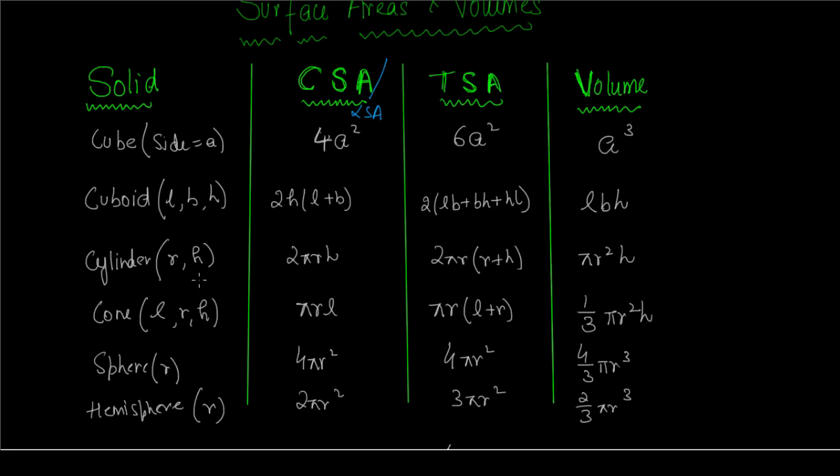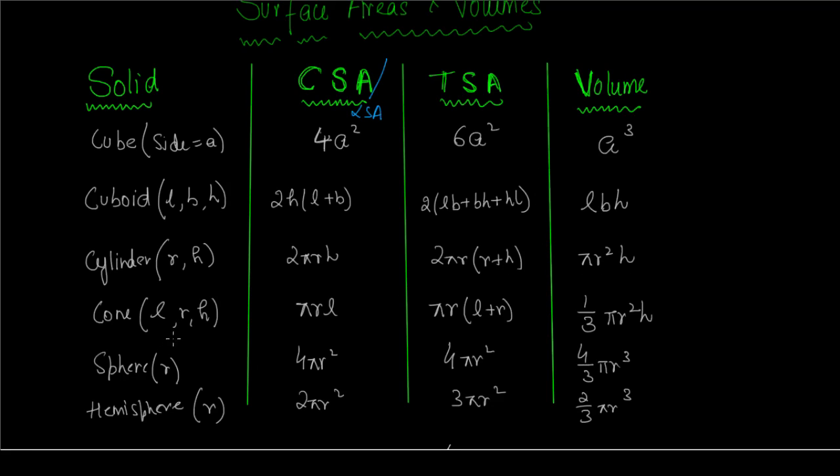Cylinder. It has 2 dimensions, the radius of the base and the height, the perpendicular height between the 2 centers of the bases. Here we consider CSA since it's a curved solid. So the CSA will be that curved region, like if you take a pillar, the curved region of that pillar is your CSA. Formula is 2 pi RH. For TSA, you just consider the 2 circular bases up and down, so 2 pi r square also. So 2 pi RH plus 2 pi r square. Take 2 pi r common, you get 2 pi r into (r plus h). And then volume is pi r square h.